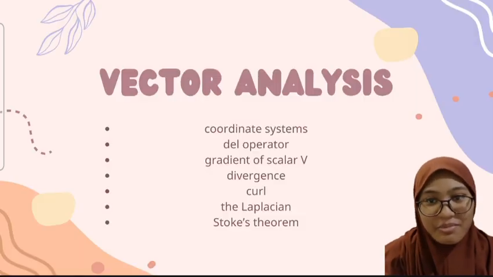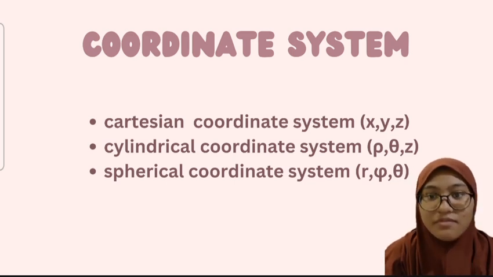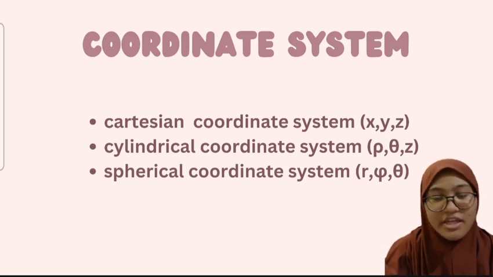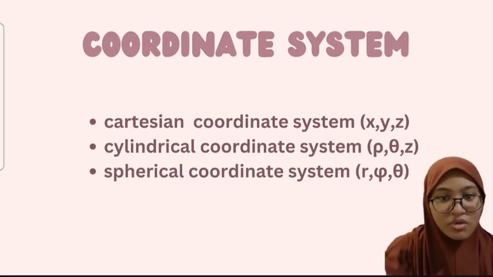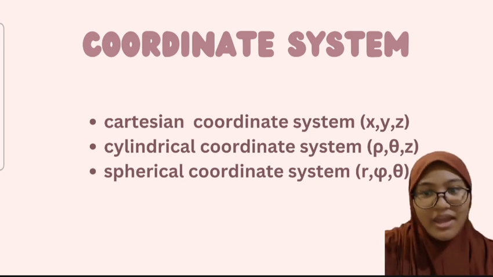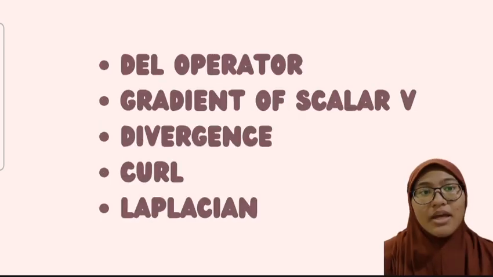Next, we are going to talk about coordinate system. So we have three main coordinate systems. First is Cartesian, cylindrical, and spherical. So for Cartesian, we use x, y, z. For cylindrical, we use rho, theta, z. And then for spherical, we use r, phi, and theta.